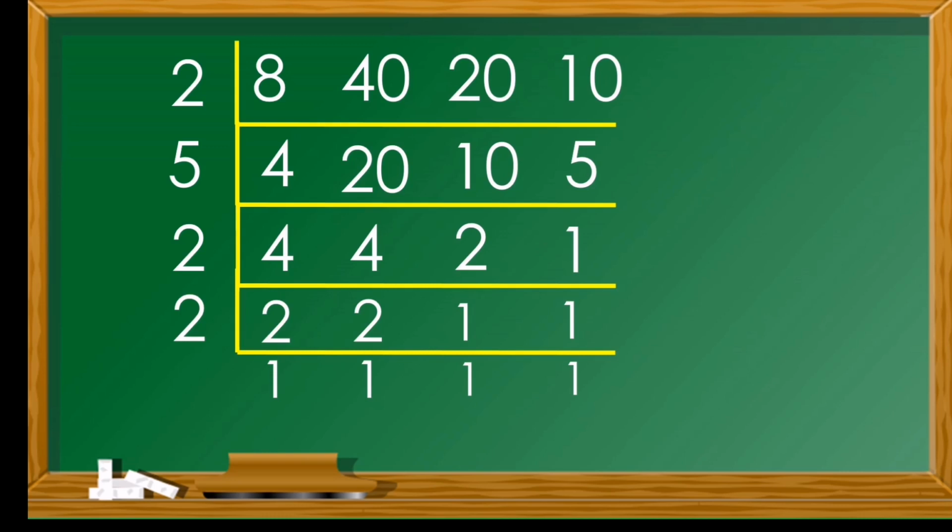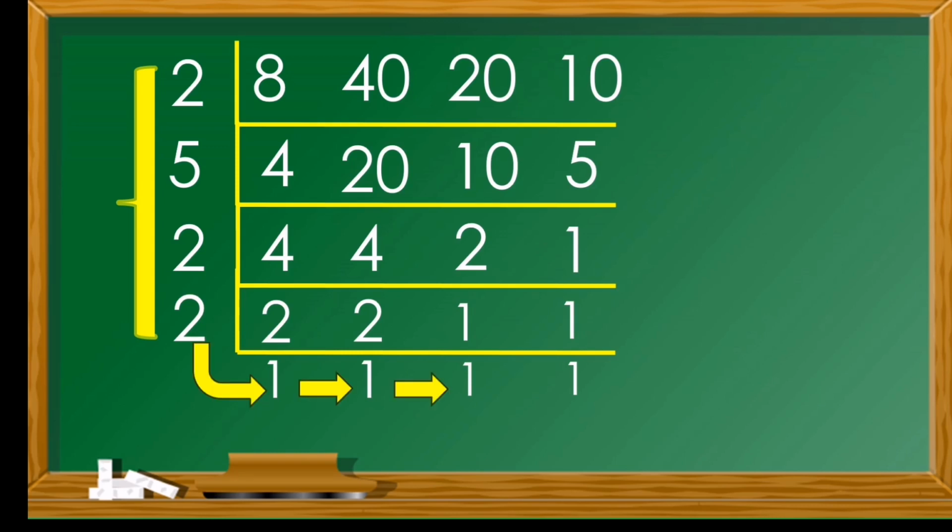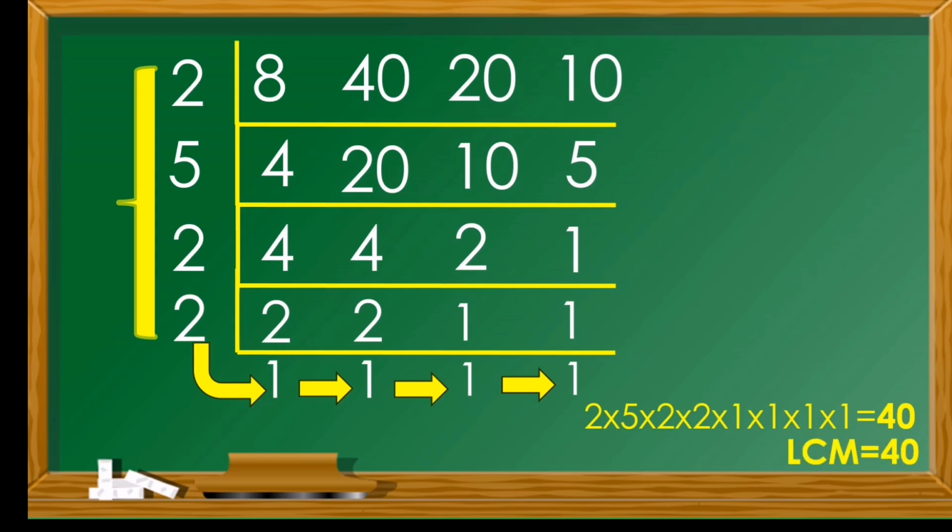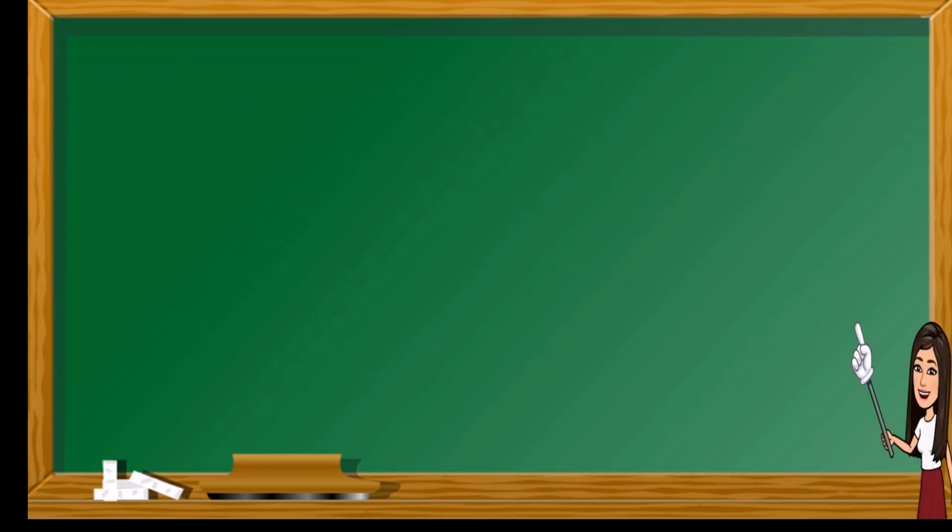Then we use 4 divisors: 2, 5, 2, 2. Then 1, 1, 1, 1 will be multiplied. So 2 times 5 equals 10, times 2 equals 20, times 2 equals 40, times 1 equals 40, times 1 equals 40, and so on. So 40 is the LCM of 8, 40, 20, and 10.